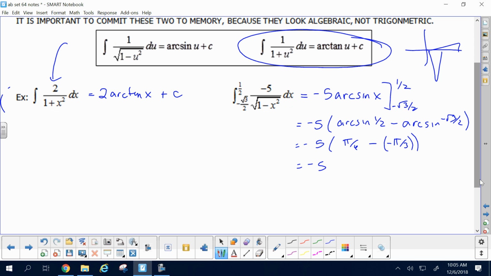So we're looking at -5 times π/6 plus π/3, which is -5 times π/6 plus 2π/6. -5 times 3π/6 is -5 times 3 times π/2. I think we'll agree. So -5π over 2.